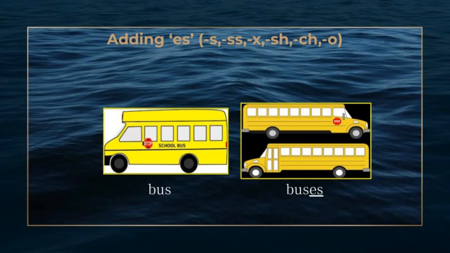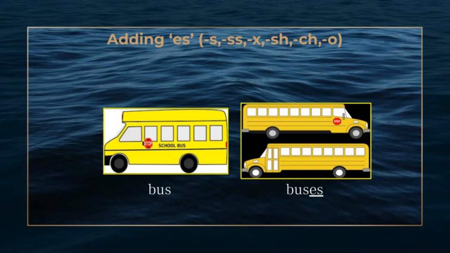Okay, students. Now what we have to do? We have to make this word plural. Look at the last letter. The last letter is S. The noun bus ends in the letter S. So what we have to do? We have to add es to the bus to make it plural. So, buses. Students, look at the last letter. Okay, the last letter is S.